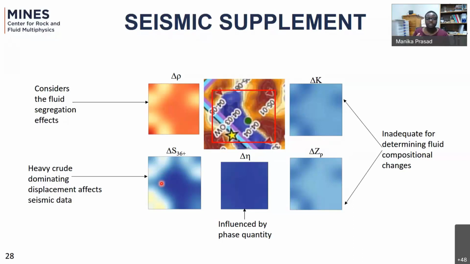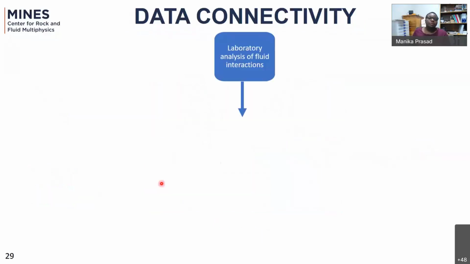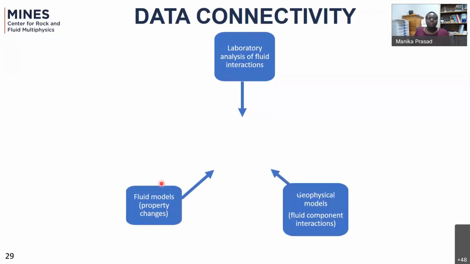correlation with all of these properties: density, C36 plus saturation, viscosity, bulk modulus, impedance. All of this can come together to help us understand what changes we see in seismic data. And so our laboratory analysis of fluid interactions, when we get our fluid from any reservoir, although this work has been done with an oil reservoir having CO2 injection, even when we go further into maybe saline aquifers, we'll still need to understand interactions of fluid, model the fluid, understand the property changes in our fluid models, and geophysical models bring in the rock fluid interaction that we need, which is dependent on fluid component interactions.